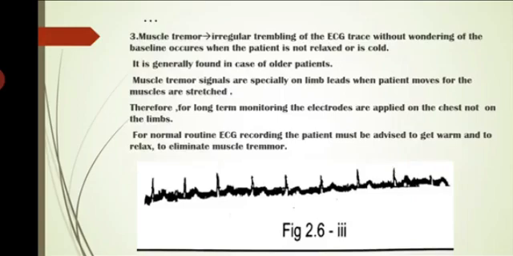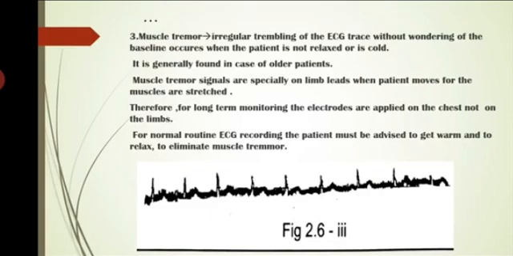Third, muscle tremor. Irregular trembling of the ECG trace without wandering of the baseline occurs when the patient is not relaxed or is cold. It is generally found in older patients. Muscle tremor signals are especially seen on limb leads.